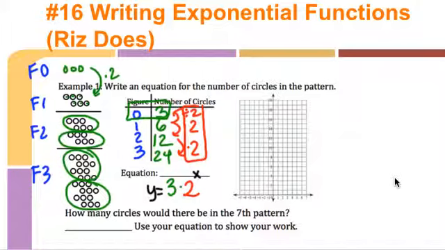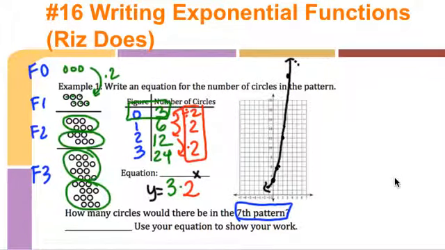Now if you want to check this out on a graph, that'll be helpful for you to understand what it looks like. So (0, 3), that's right here. (1, 6), that's right there. (2, 12), right here. And (3, 24) is off the charts. But you'll notice you see this exponential growth. It's not a straight line. Okay. Now finally it has a question that says how many circles would there be in the 7th pattern?